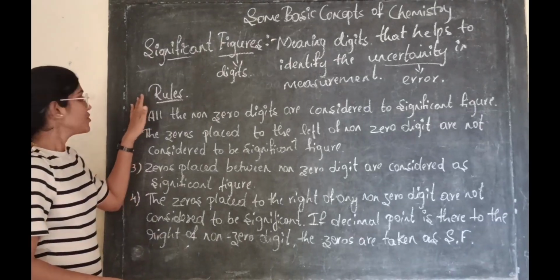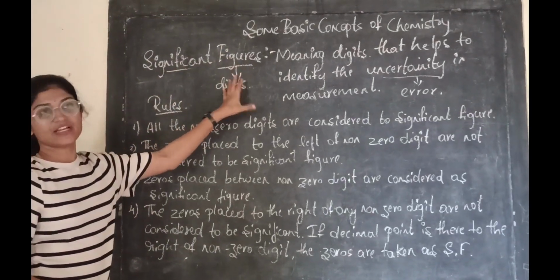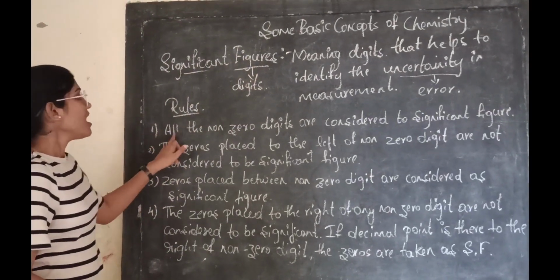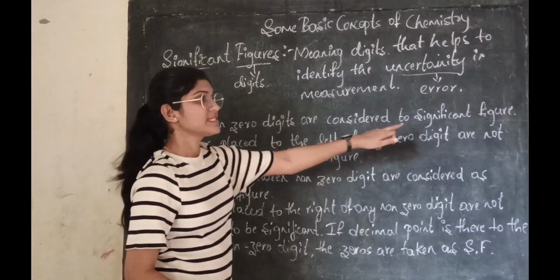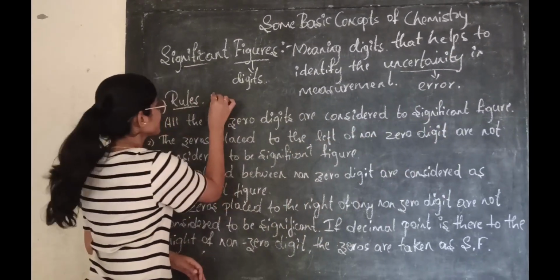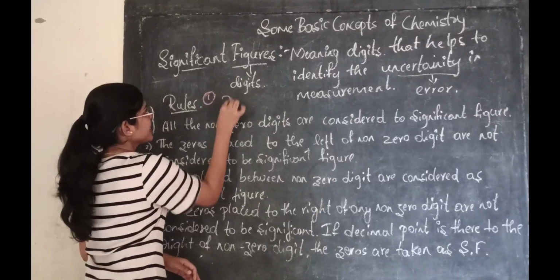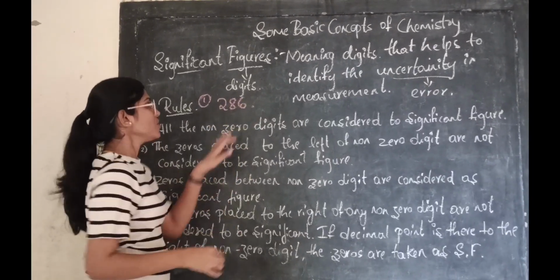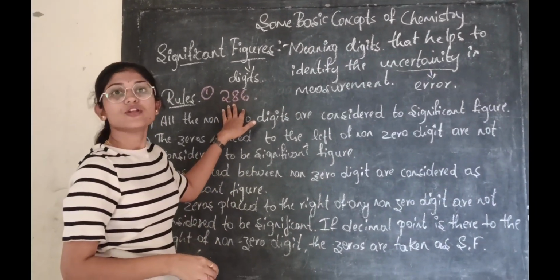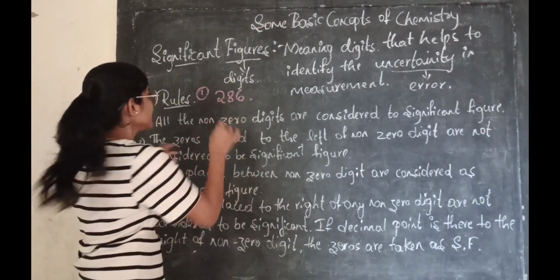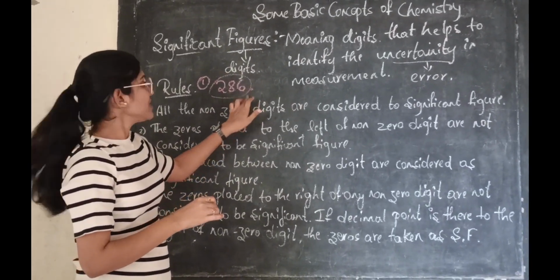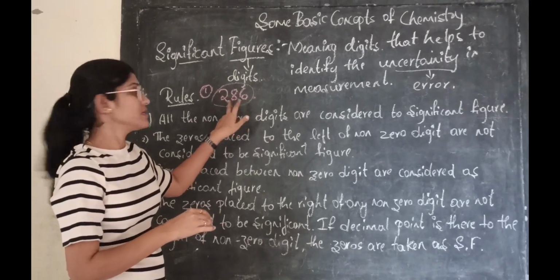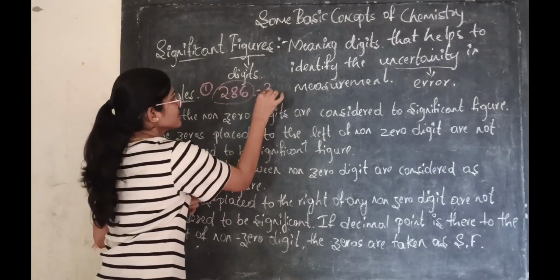These are the rules to count the significant figures. The first rule says all non-zero digits are considered significant figures. For example, take 286. These three are non-zero digits, so they are considered significant figures. The number of significant figures in this number is 3.